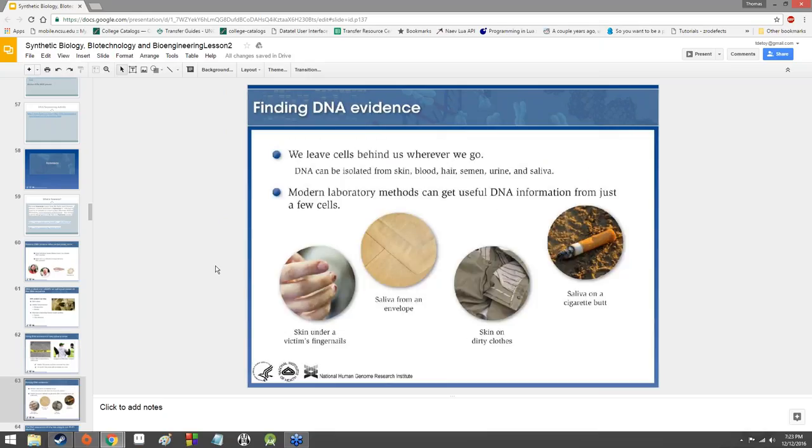Finding the DNA evidence: we leave cells behind wherever we go. DNA can be isolated from all sorts of things: skin, saliva, blood, hair. You can lick an envelope and leave some of your DNA behind, and they can use that. Modern laboratory methods can get useful DNA information from just a few cells, like a drop of blood or a partially licked envelope, clothes that you've worn, things like that.